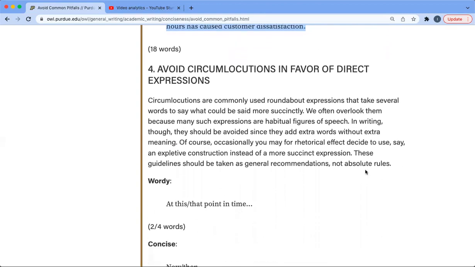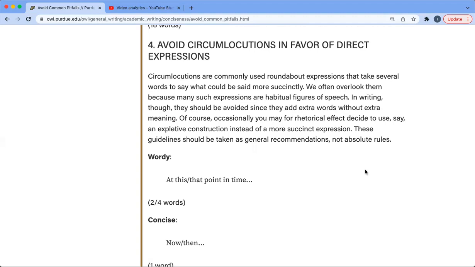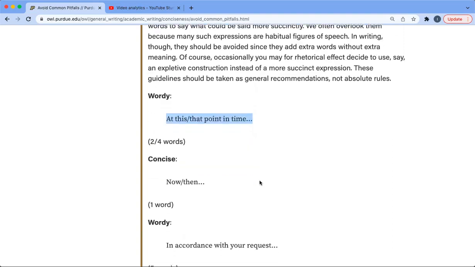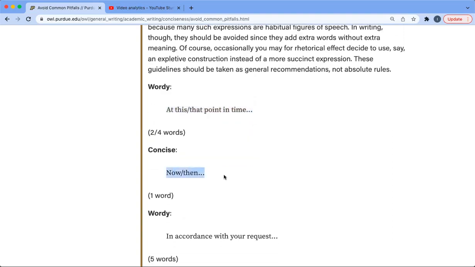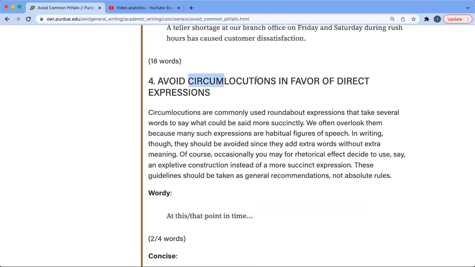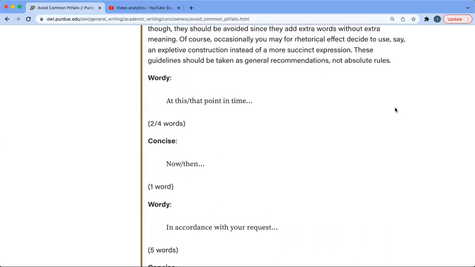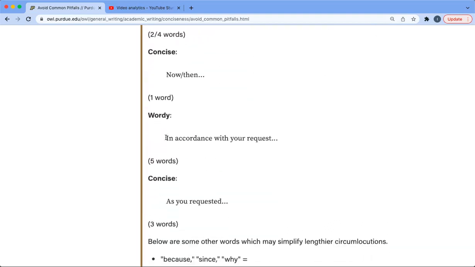The last step in the style is how to avoid circumlocutions in favor of direct expressions. For example, I have some phrases like at this point in time. Can I say now instead? These phrases are considered circumlocution. So these phrases are unnecessary. These phrases make your writing too wordy. Can I say, instead of in accordance with your request, as you requested?